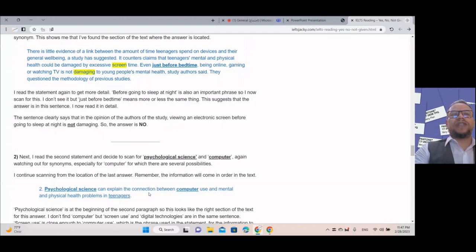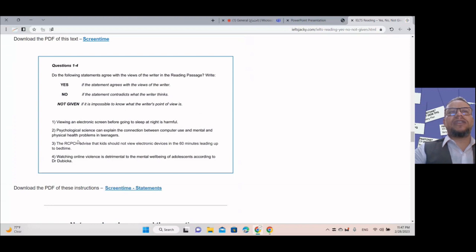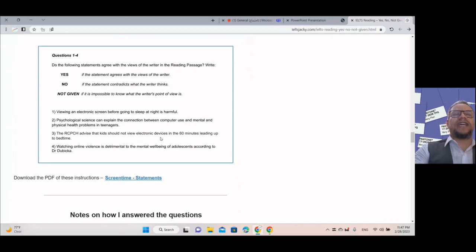Number 2 here is about the psychological. So number 2: yes, psychological science can explain the connection between computer use and mental and physical health problems in teenagers. So I have to search for psychological science, for example, teenagers, health problems, physical health problems, mental and physical, between computer use and. So try to search for that.